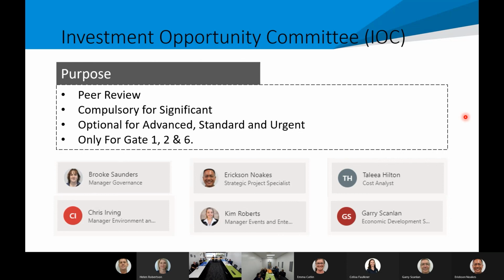And we've had all the current members of the IOC say that they want to continue. So those are the members that will continue on that IOC for the next 2 years.